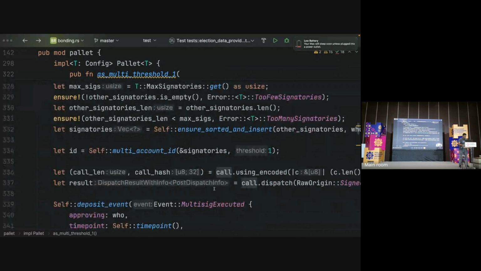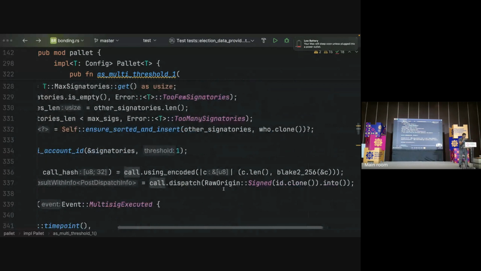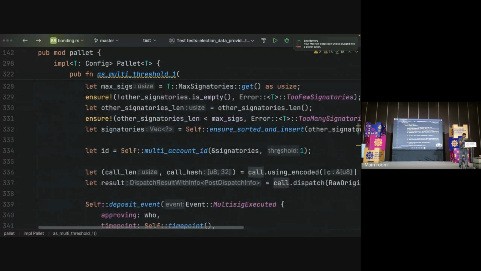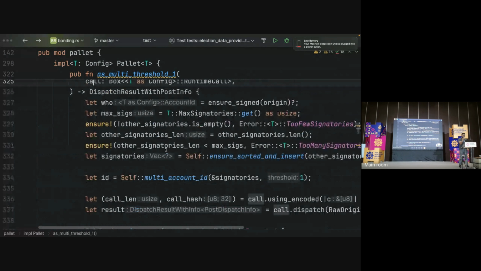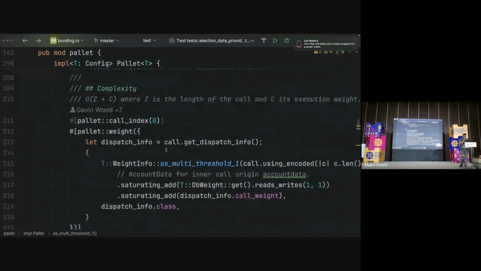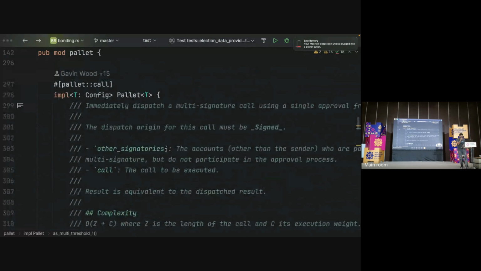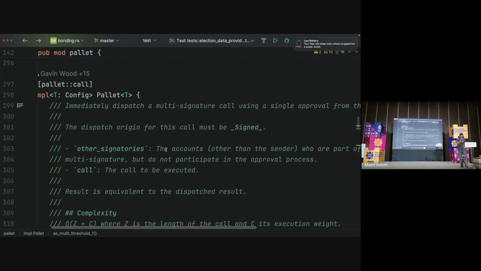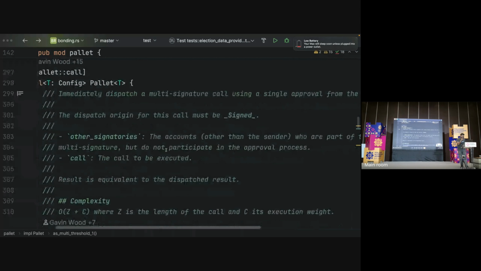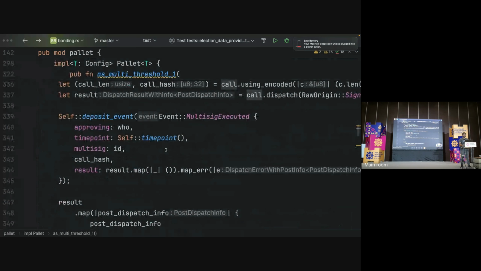But it should not dispatch before all the signatories are there, right? Ah, it's multi-threshold one. But then what's the point of it? Immediately dispatch a multi-signature call using single approval from the caller. Okay. I don't know what the use case is. Do you know what the use case is? No idea.